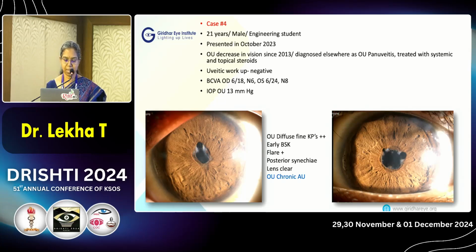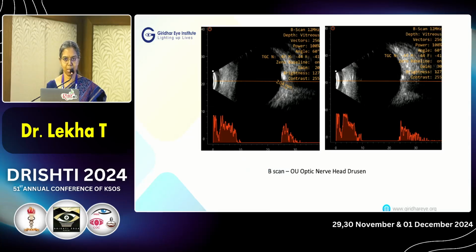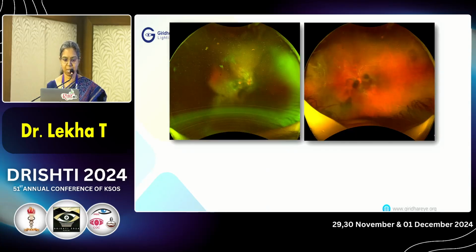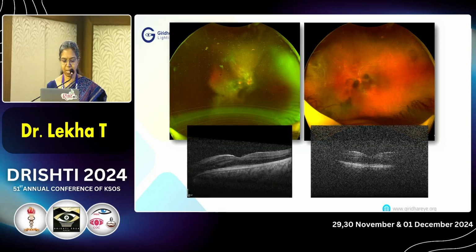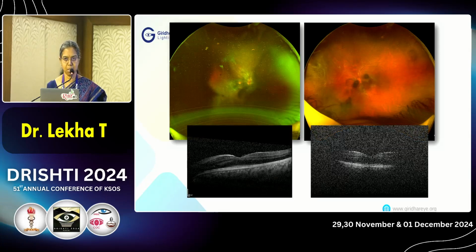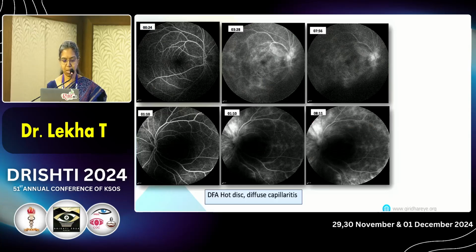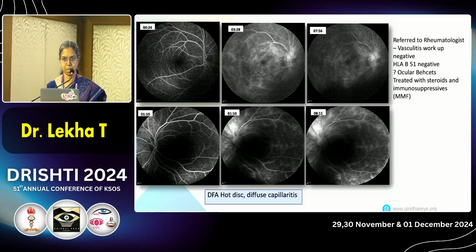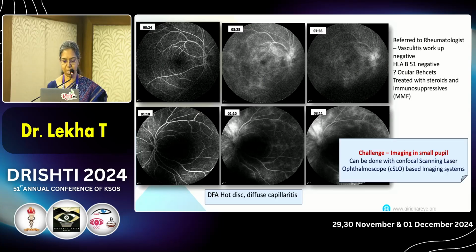So normally in such cases, we do a B scan. B scan showed an unexpected disc drusen in both eyes and mild RCS thickening. But don't stop there. We tried our Optos, which gave us information that there is no major pathology in the fundus, except for the disc elevation, though a hazy image. OCT macula showed that the foveal contour was normal, but then we proceeded with DFA, which showed hot disc and diffuse capillaritis, which enabled us to start a systemic therapy, and he has been remaining stable.